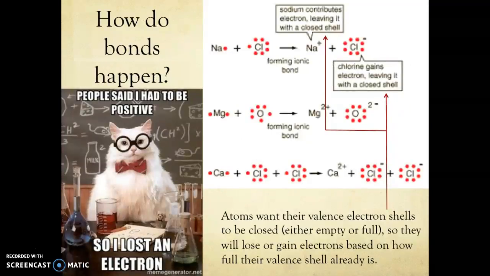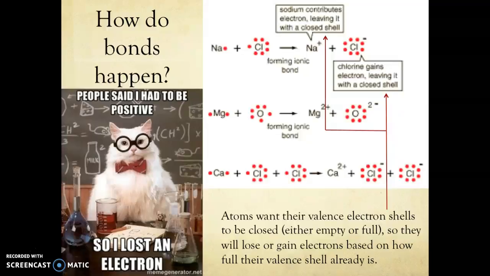All right, so how do bonds happen? And in case you're wondering where the notes you're supposed to write are, they are at the bottom of the screen. So basically, the way bonds happen is atoms want their valence electron shells to be closed. That means either empty or full. They either want all 8 valence electrons or they don't want any at all. So they will do whatever is easier to get a closed shell. They will either lose or gain electrons based on how full their valence shell already is.